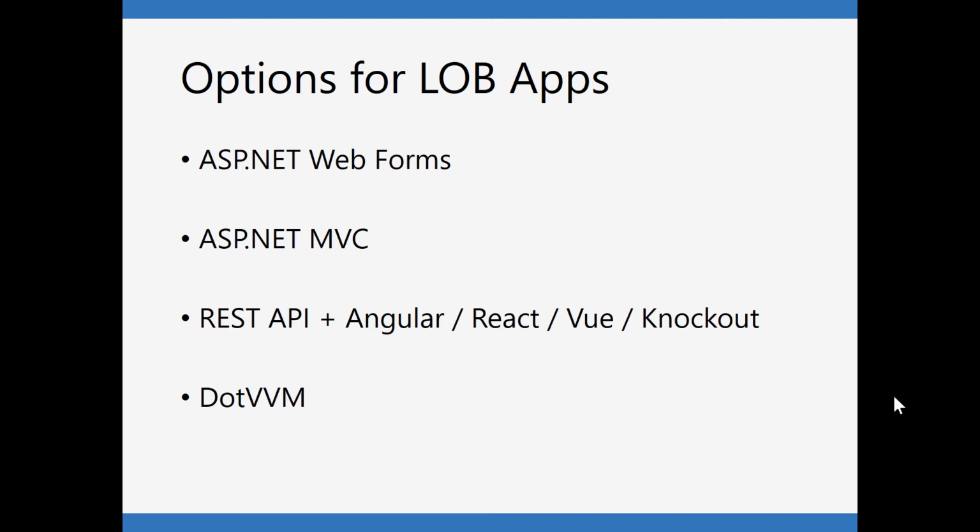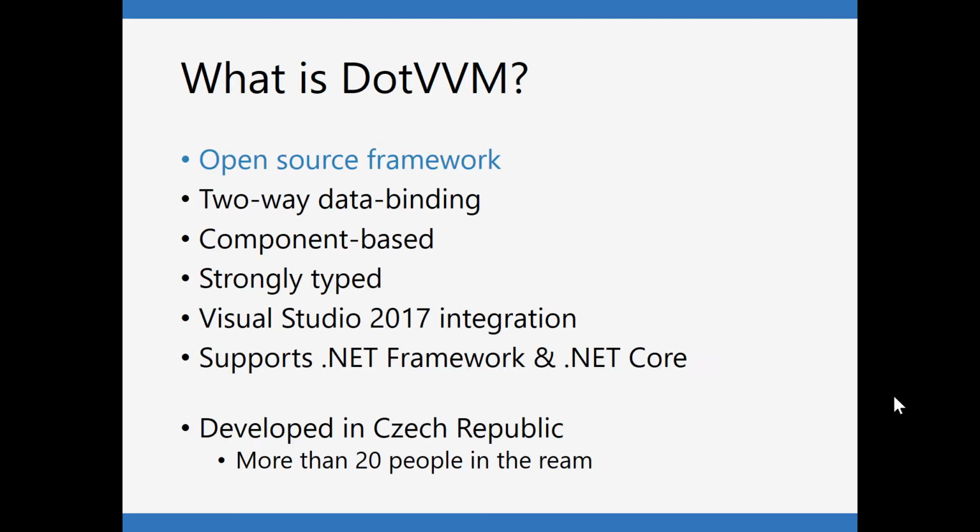It doesn't mean that you won't need JavaScript, but you will need it only for the sophisticated things, not the trivial things like here are some data, I want to bind them to the user interface. So, DotVVM is an open source framework. It's developed on GitHub, and it brings the MVVM design pattern, and it tries to avoid writing boring JavaScript code.